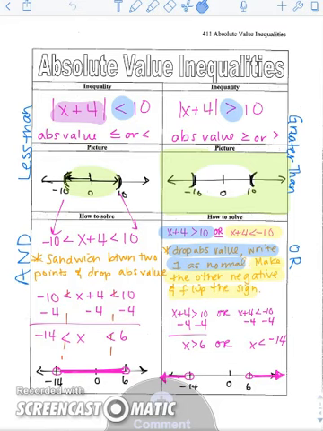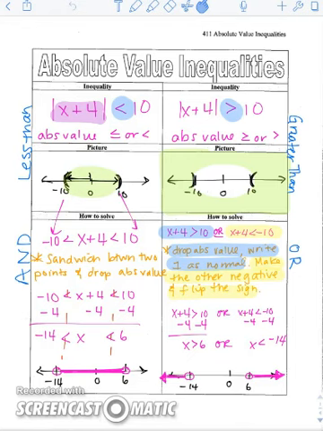Absolute value inequalities, there's two types of them. So you're either looking at absolute value where it's less than, so the absolute value of x plus 4 is less than 10, or the absolute value of x plus 4 is greater than 10. Let's just take a second and recap absolute value.